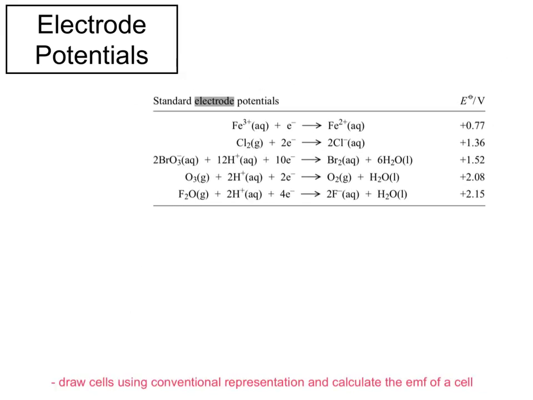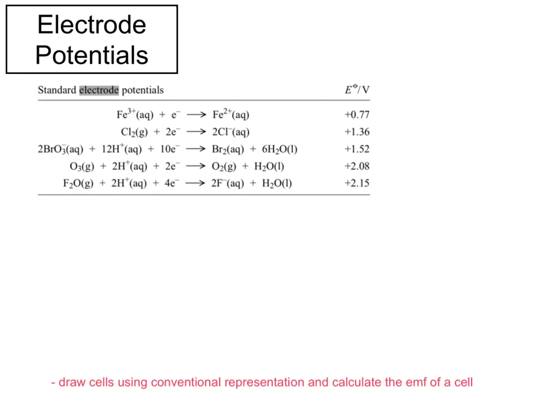So let's take the two electrodes that we were looking at in the previous slide. So that's the top one and the one below it. And let's say we'll connect them up. If we connected them up, it would look a little bit like this. We'd have some sort of container to contain a mixture of iron 3 plus and iron 2 plus.